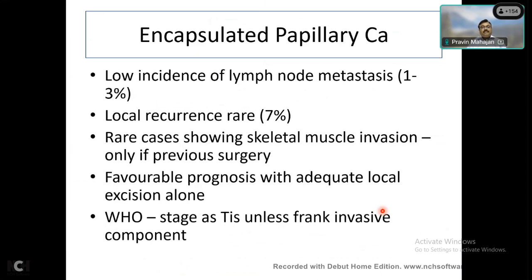So these tumors have a low incidence of lymph node metastasis. Only 1 to 3% of the cases in the literature have shown that they can metastasize, very rarely, to lymph nodes. Local recurrence rate is very rare, and very rare cases have been shown to invade into the skeletal vessel, but that usually happens when something was done earlier, like if there is a history of previous surgery. They usually have a favorable prognosis once you adequately excise them, and as far as WHO staging is concerned, these are considered as tumor in situ unless there is a frank invasive component present in the tumor.